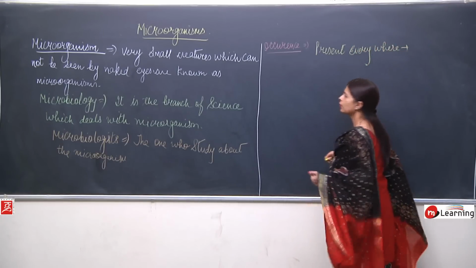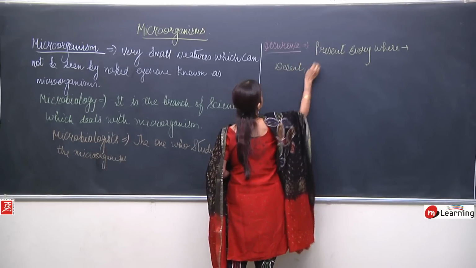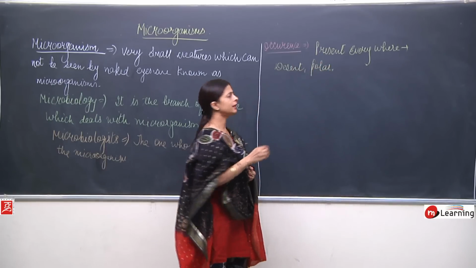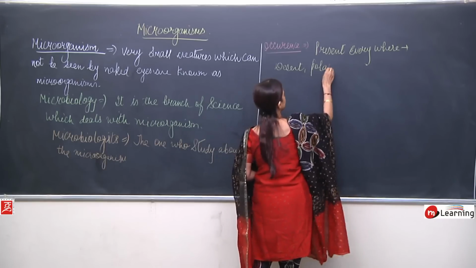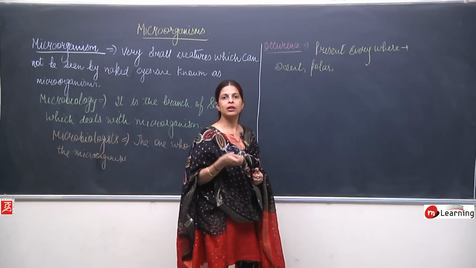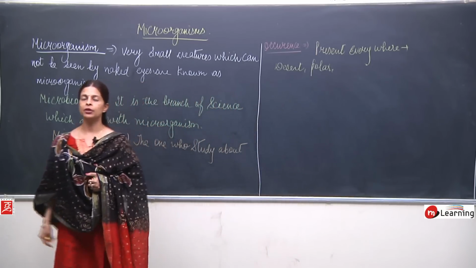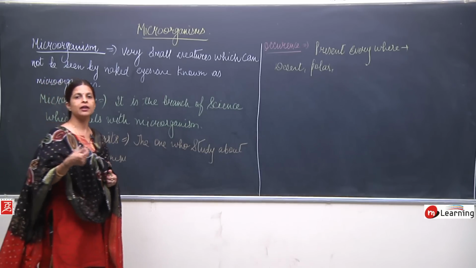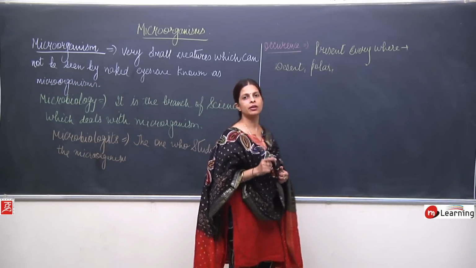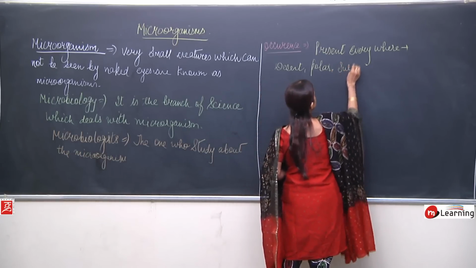Everywhere means what? I can write over here, desert area, polar area, even in the poisonous springs also, at the poisonous places also, the springs which are very harmful, the chemicals are there which is very harmful, it contains poison, there also microorganisms are present. So even in the sulfur springs also these are present.